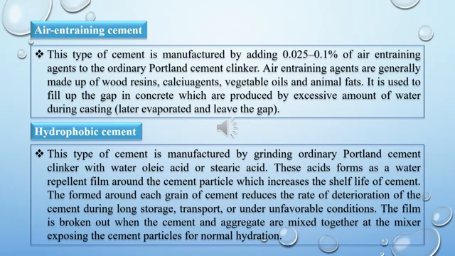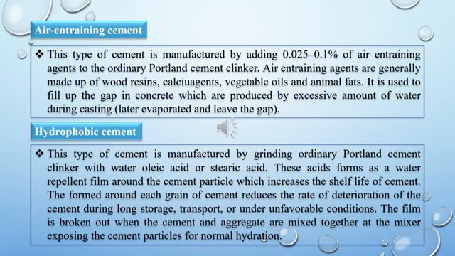Now, next one is air-entraining cement. This type of cement is manufactured by adding 0.025 to 0.1% of air-entraining agents to the ordinary Portland cement clinker. Air-entraining agents are generally made up of wood resins, calcium agents, vegetable oils, and animal fats. It is used to fill up the gaps in concrete which are produced by excessive amount of water during casting.